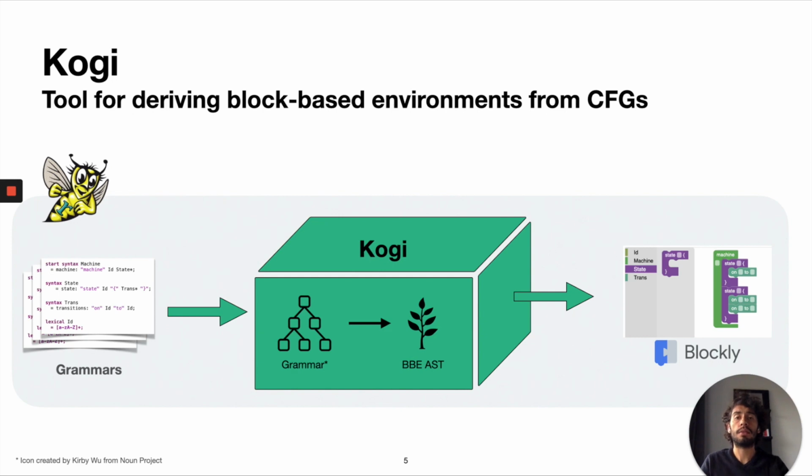We created a tool called Kogi. Kogi is a tool for describing and generating block-based environments from a context-free grammar. Kogi is currently implemented in Rascal, but our approach should be extensible to other language workbenches. So to develop Kogi, first we reverse engineered block-based environments, and based on this process, we created a generic structure for describing them.